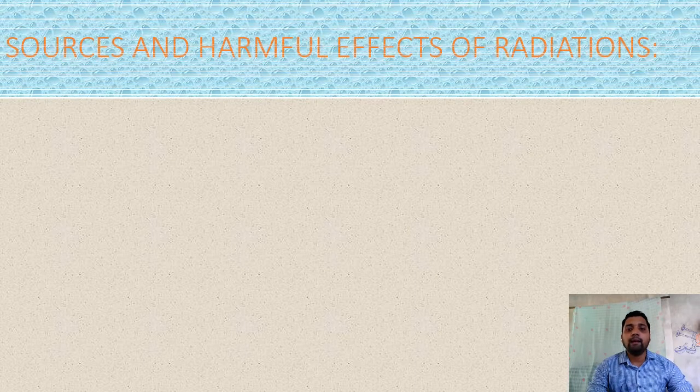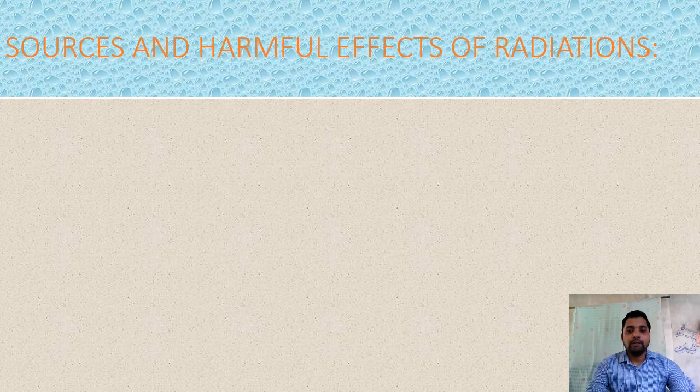Another point is that when these radioisotopes or radioactive substances emit any type of radiation, they are harmful for our body. They give different harmful effects to our body, because alpha, beta, and gamma all have harmful effects, or they cause biological damage. Some cause less, some cause more. Sources and harmful effects of radiation. Sources means from where we get all these radiations.